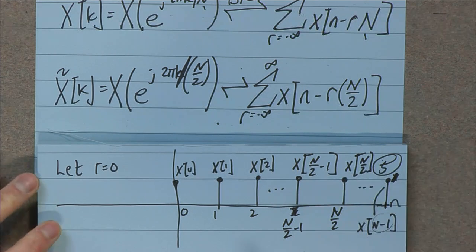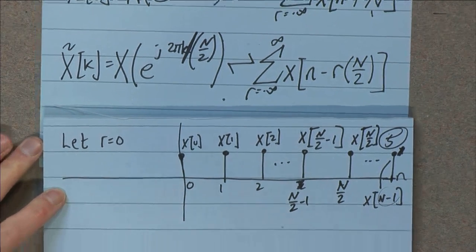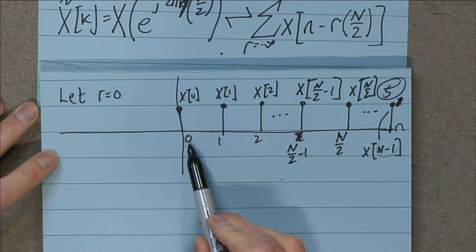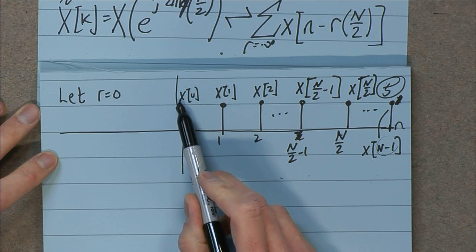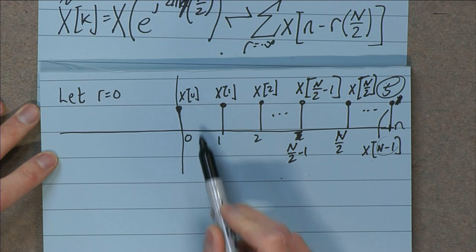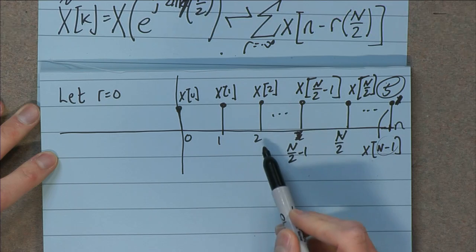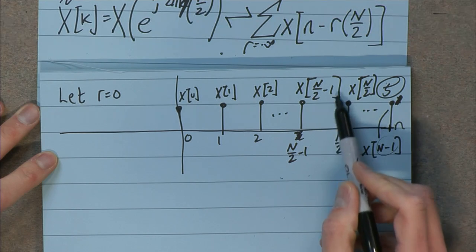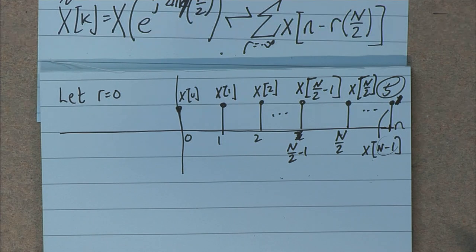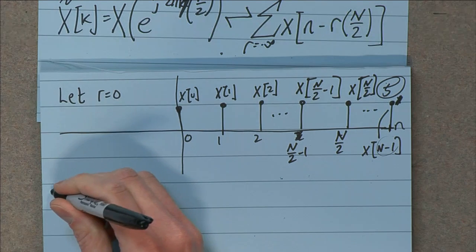So maybe it's not completely clear, but every one of these indexes here is up here in this box. X of 0 is 0, x of 1 is 1, x of 2 is 2, x of n over 2 minus 1 is at the index n over 2 minus 1. So far so good.